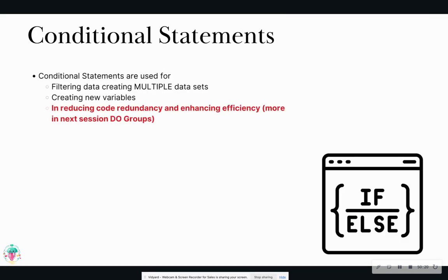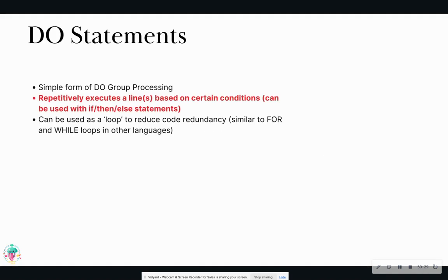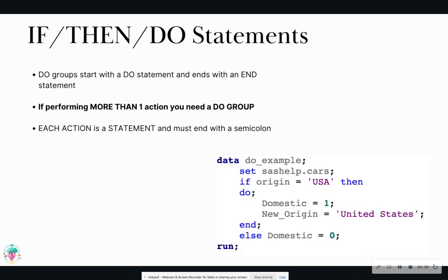Last but not least, we are going to end with how it can reduce code redundancy and look at do groups. But before we look at do groups, we're going to talk about the do statement. A do statement repetitively executes a line or lines of code based on certain conditions. And you can use do statements to create do loops, which is going to be for another time.